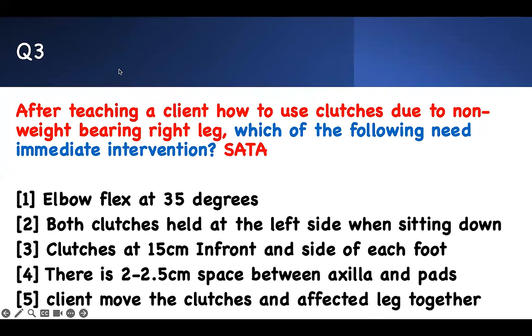Number 3, another quick one, the same thing. I'm trying to get you thinking. After teaching the client how to use what? Crutches, due to what? Non-weight bearing right leg. I'm trying to confuse you. That means the right leg is the one that is affected. I've underlined the key words to focus on it. Crutches, right leg is affected.